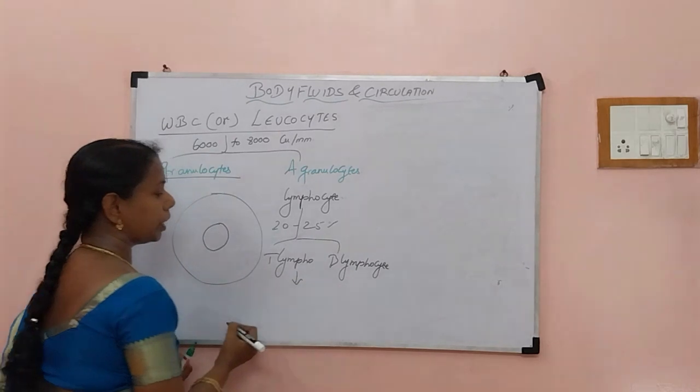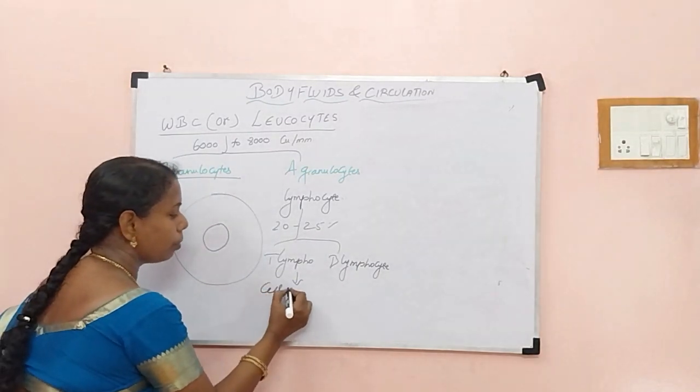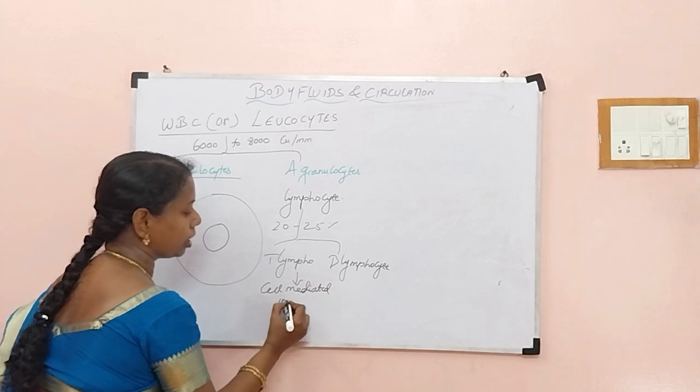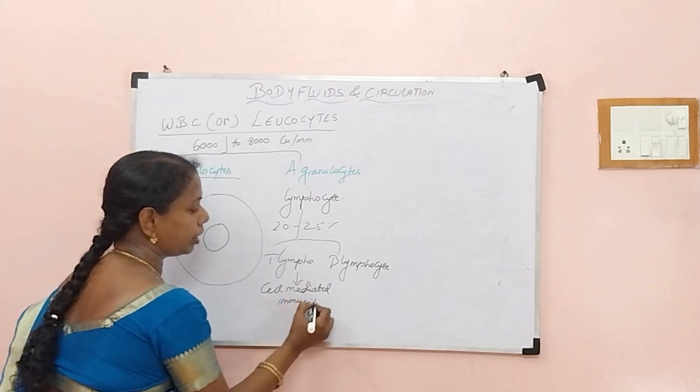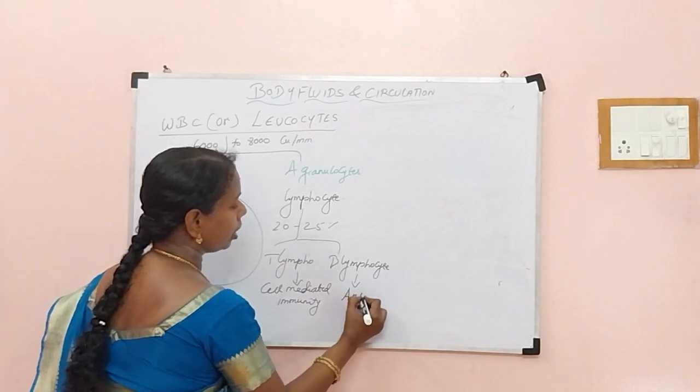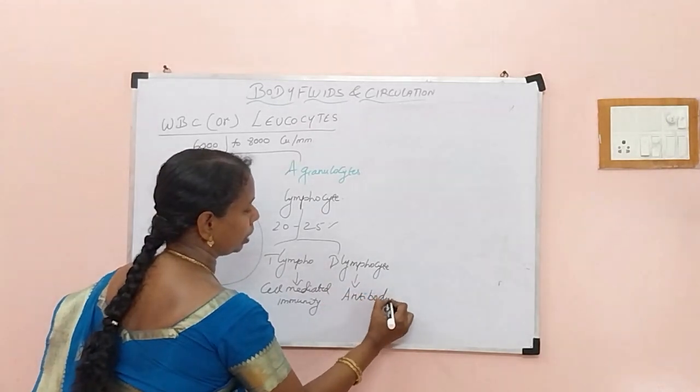T lymphocytes are involved in cell mediated immunity. This you will be learning in higher classes, children. In 12th standard you will have cell mediated immunity and all. And B lymphocytes give antibody mediated immunity.